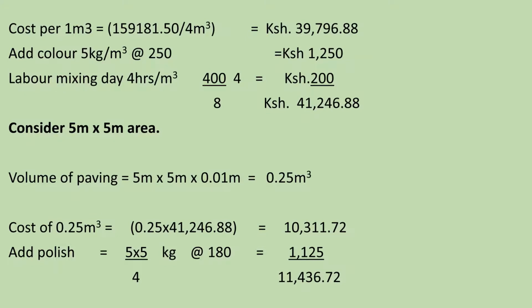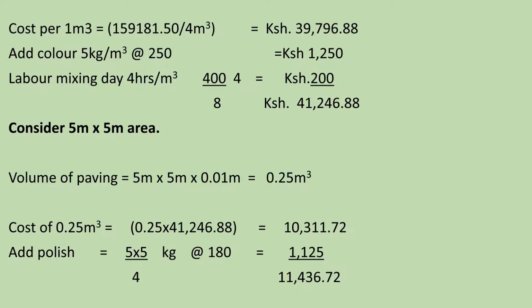Then, because we are finding the material cost, for every 1 meter cubic of the terrazzo we shall add color. In the data we were given, the coloring powder was 5 kilograms per meter cubic of mix at 250 shillings per kg. So if 1 meter cubic takes 5 kilograms and 1 kilogram is 250 shillings, in 1 meter cubic we shall take 5 times 250. We get 1250.